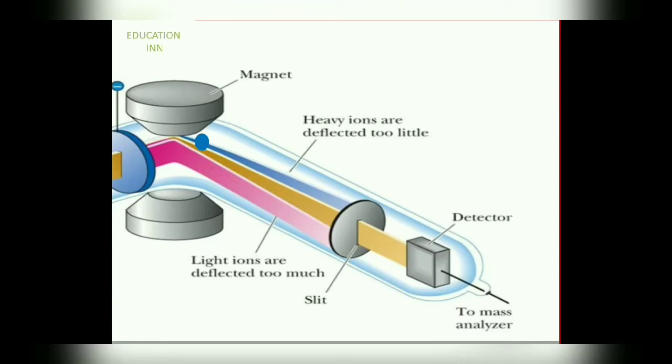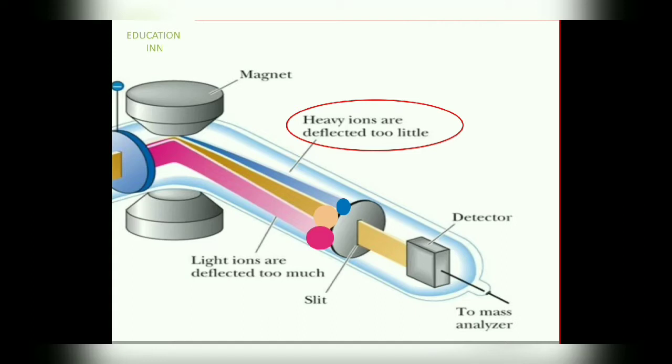This is the animation. See, this is a molecule, this is an ion with a specific m over e value. It moves through the magnetic field and falls on a specific position on the slit. Here is another molecule which has a different m over e value. It moves in the magnetic field and falls on a different position on the slit. Similarly, another ion with a different m over e value falls at a different position on the slit. So you can see that ions with different m over e values fall at different positions on the slit.